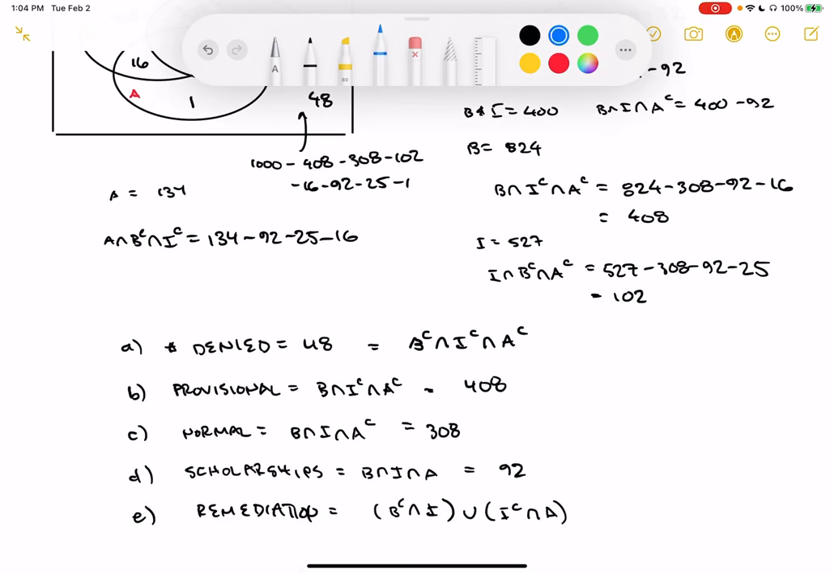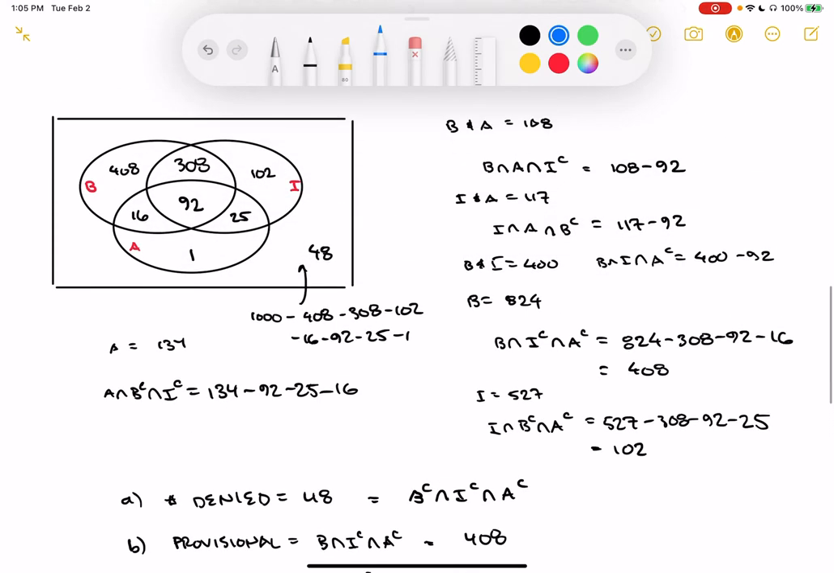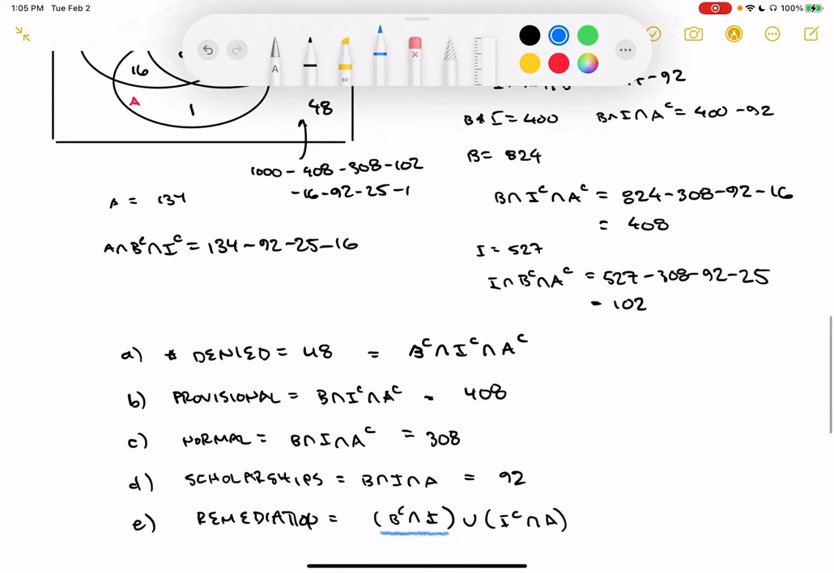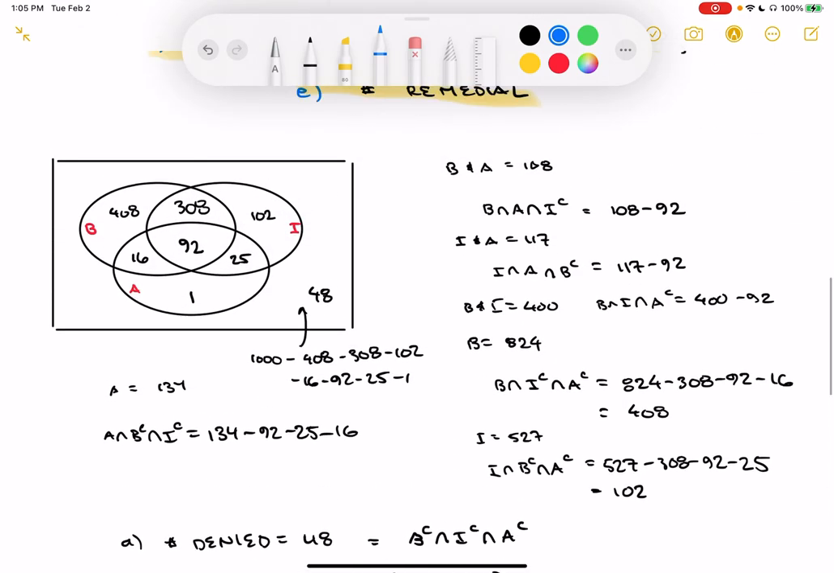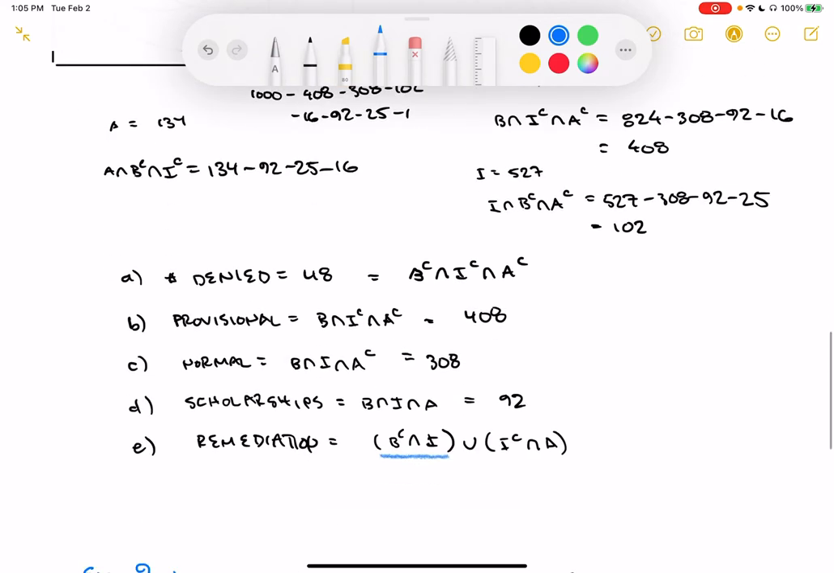Let's go ahead and color code these. So I'm going to go ahead and make this one blue. So I want B complement intersect I. B complement intersect I. So the I is the upper rightmost circle. B complement is everything outside of that. And if we identify those two pieces, make sure I'm getting that right.